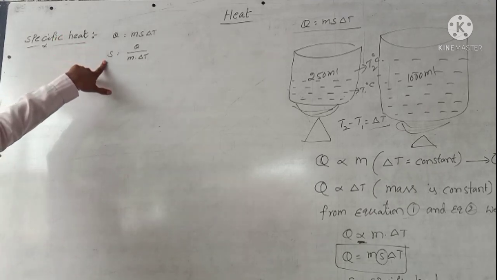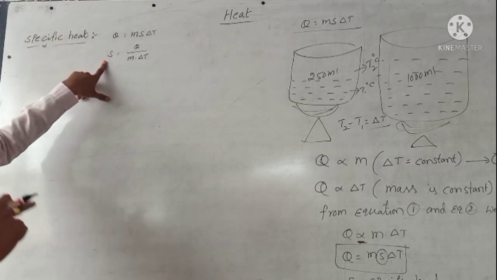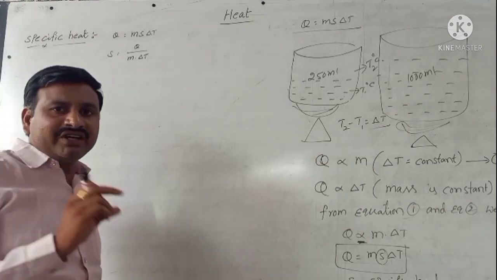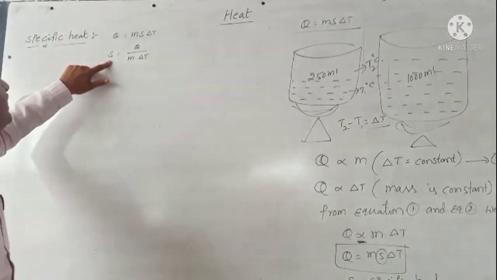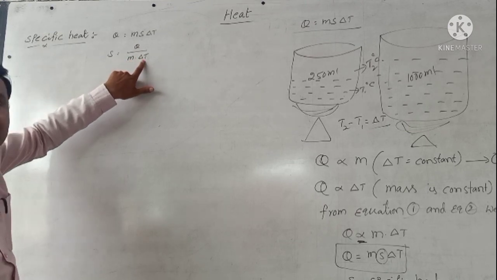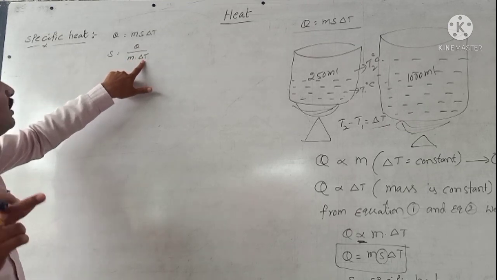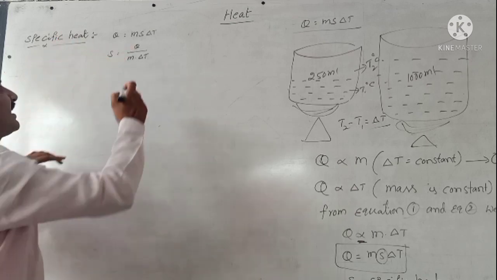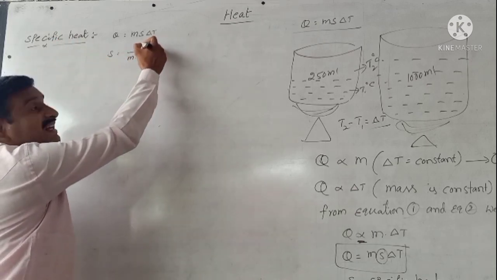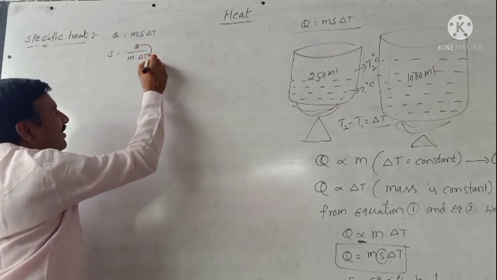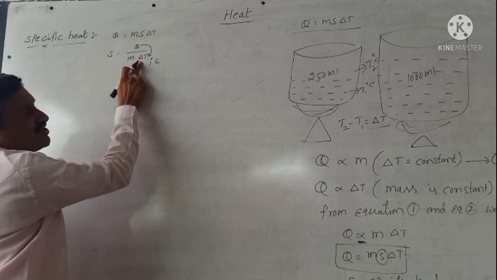Define the specific heat. Very important: 1 mark or 2 marks questions have previously been asked on this. What is specific heat? Write the units. Here Q is heat, m is mass, and delta T is the temperature change. So the definition of specific heat: the amount of heat required to raise the temperature by 1 degree Celsius.